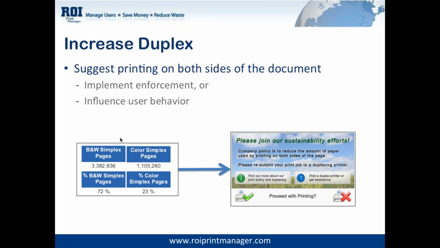So the best way to do that, in our opinion, is to use ROI and to apply duplex rules to certain document types and certain groups of users. So we can differentiate right down to the individual user level to apply a rule or a print policy, or we can apply that to certain departments. We can exclude certain groups and certain departments from rules as well. So we offer that flexibility.